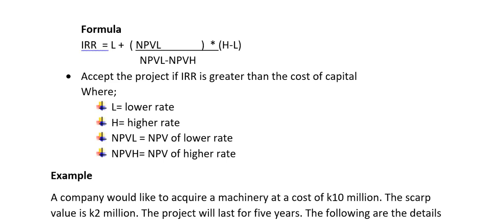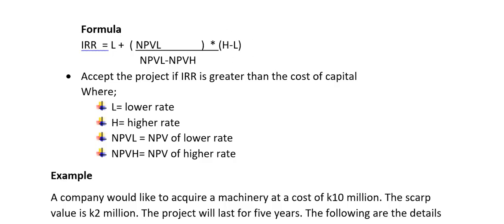Now to calculate IRR, what we are going to do is we are going to have two discount rates. We are going to calculate two NPVs. After calculating two NPVs, we are going to use those NPVs and their rates and input them into this formula to get the internal rate of return. Now IRR is calculated as L plus, open brackets, NPVL over NPVL minus NPVH, then times H minus L. This is outside the formula.